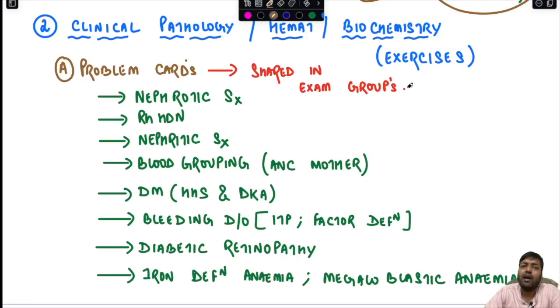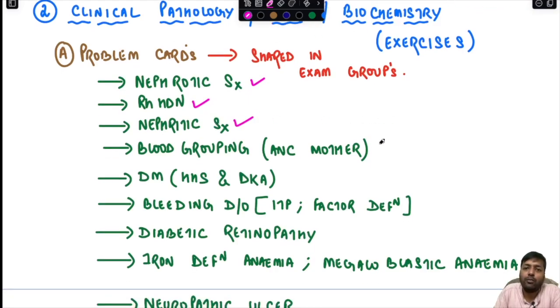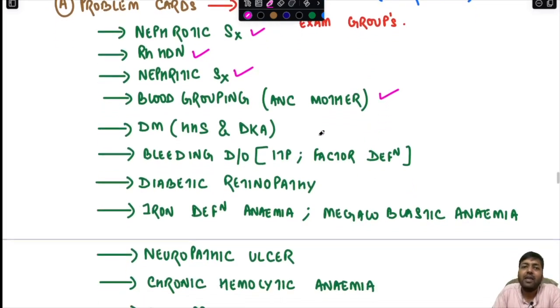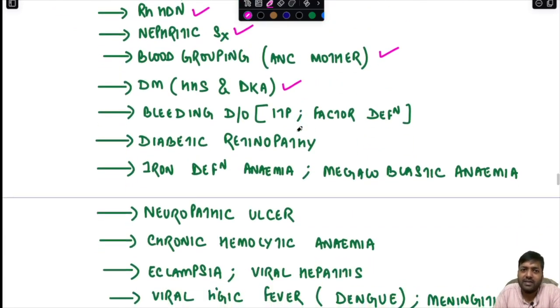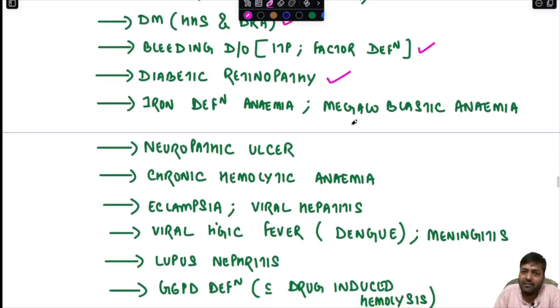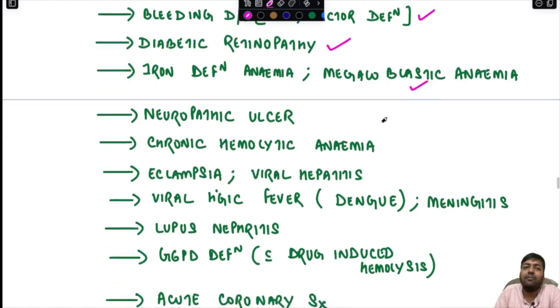Now, among the problem cards, what are the important topics on which a problem card or a clinical scenario usually comes? Nephrotic syndrome, or RH hemolytic disease of newborn, nephritic syndrome, or an ANC mother has come, so your task will be to do a blood grouping. Diabetes mellitus case, either HHS or diabetic ketoacidosis. A bleeding disorder person can come. That can be a case of an ITP or a factor deficiency. Diabetic retinopathy case. Iron deficiency anemia or megaloblastic anemia can come.